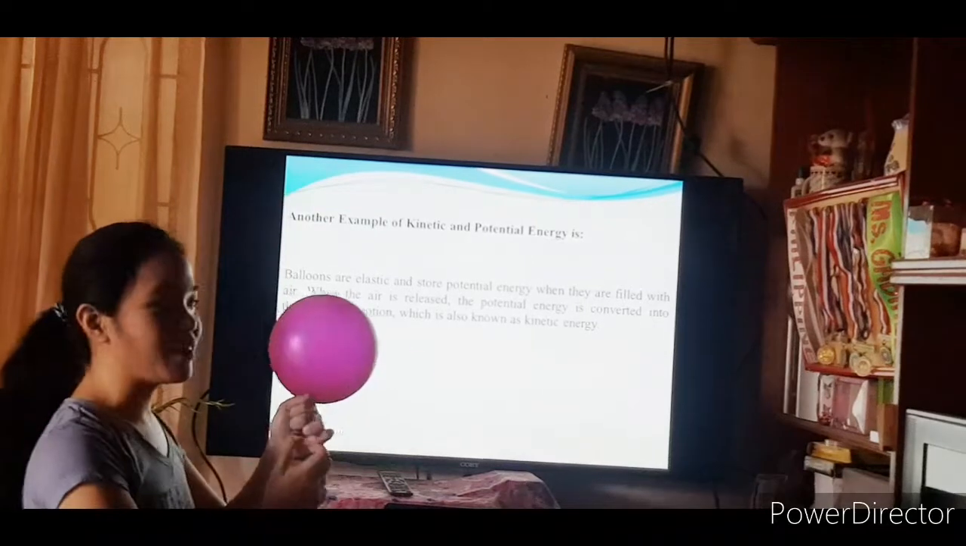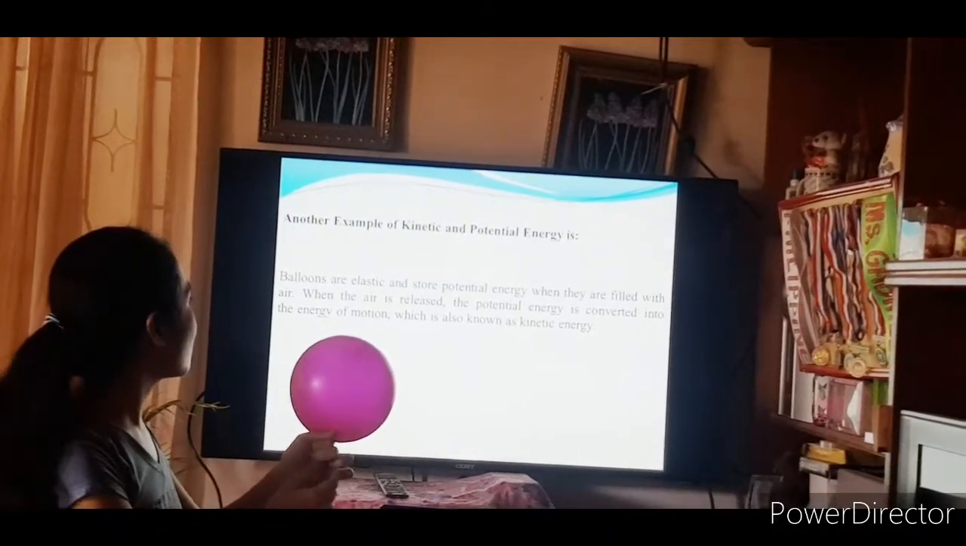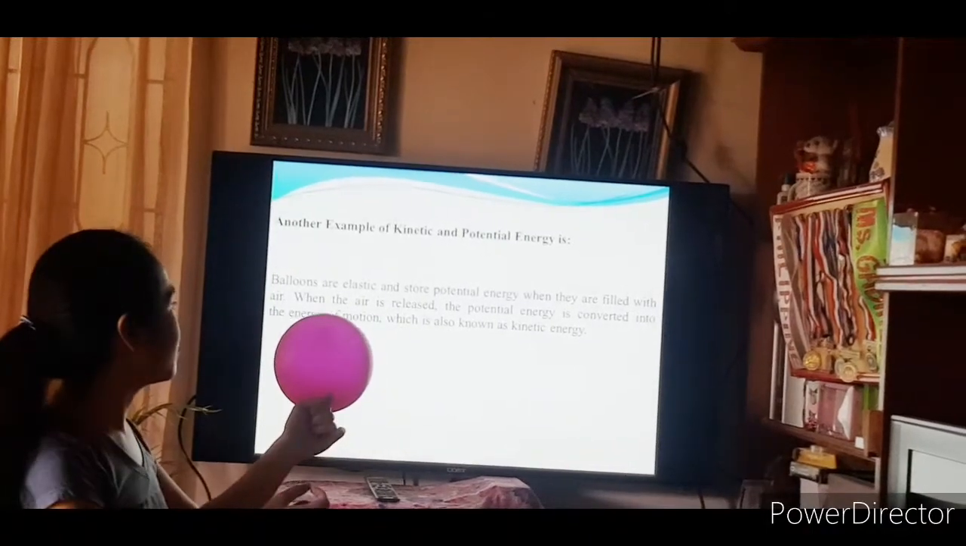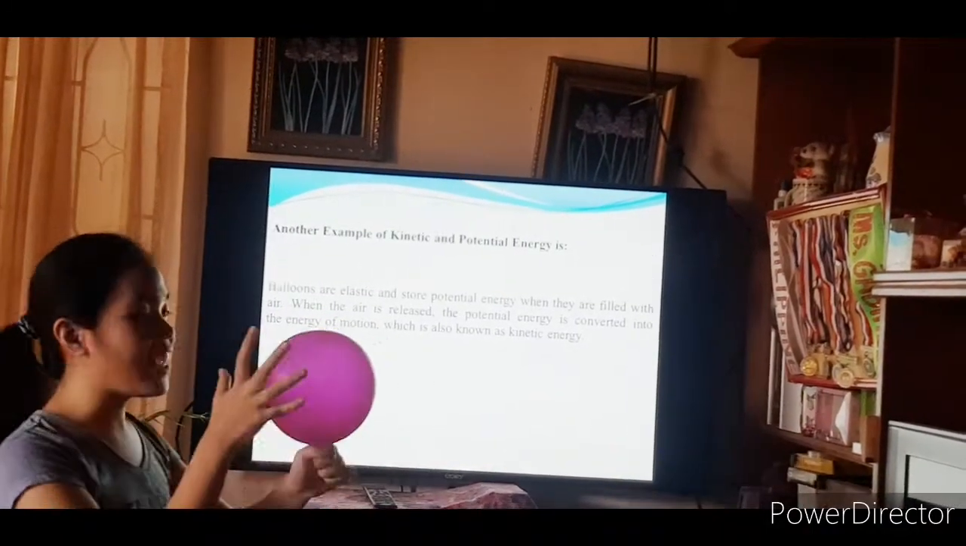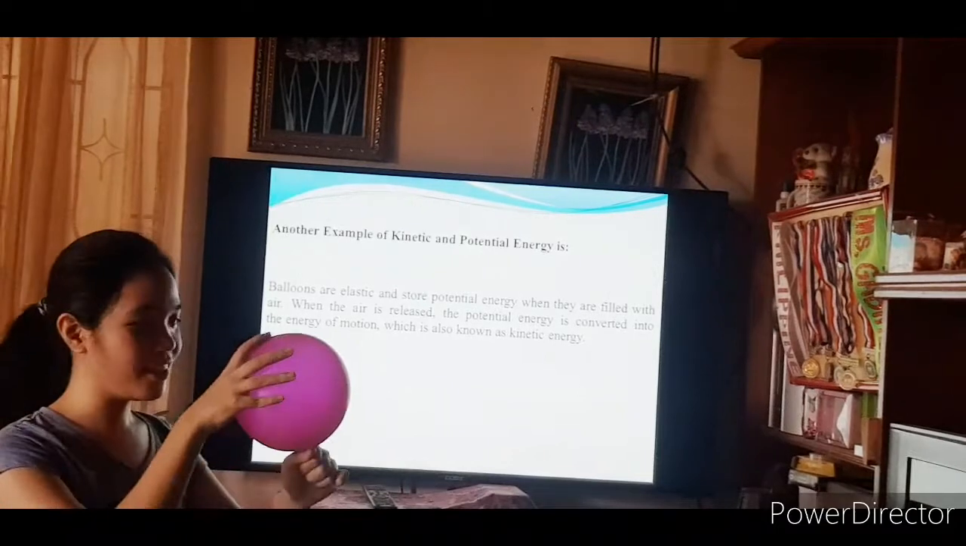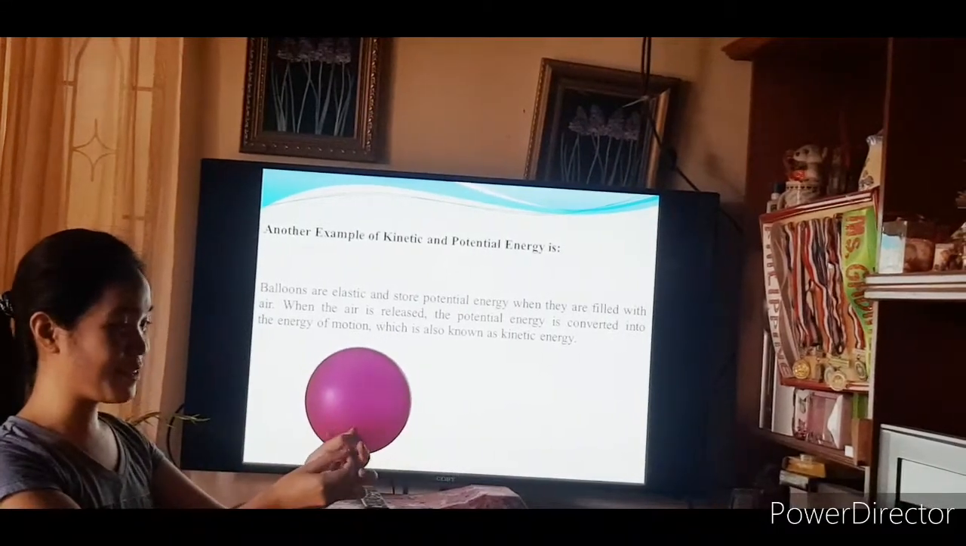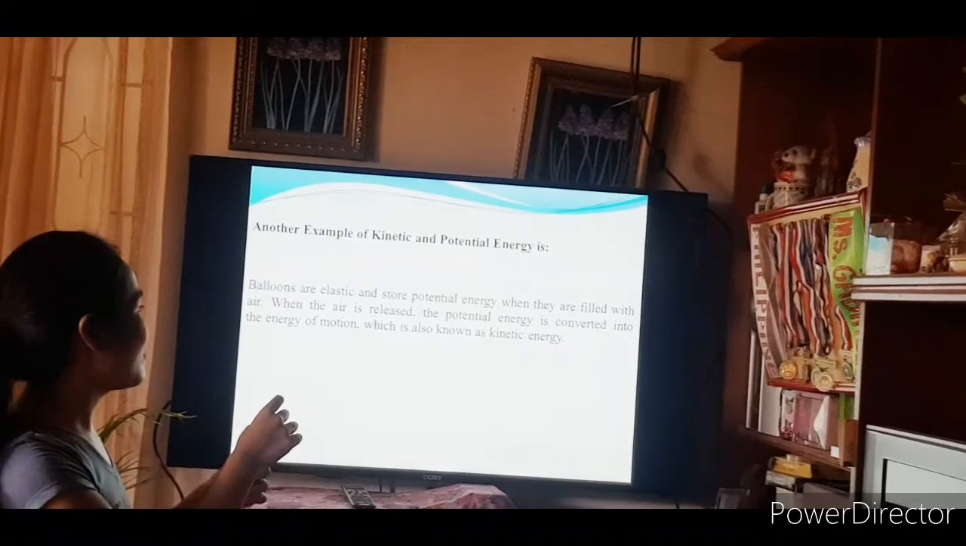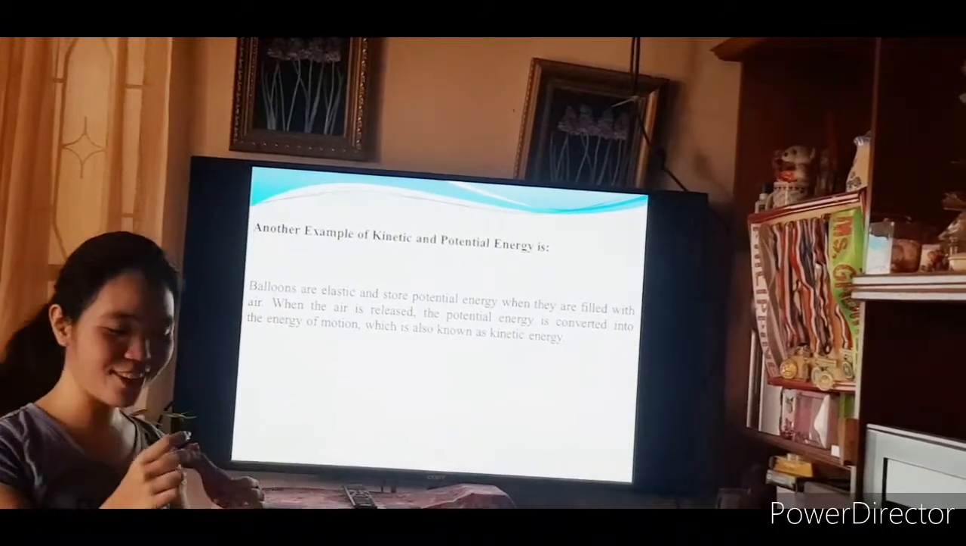And when the air is released, the potential energy is converted to the energy of motion, which is also known as kinetic energy. So once I release the air inside of this balloon, like so, it turns into kinetic energy.